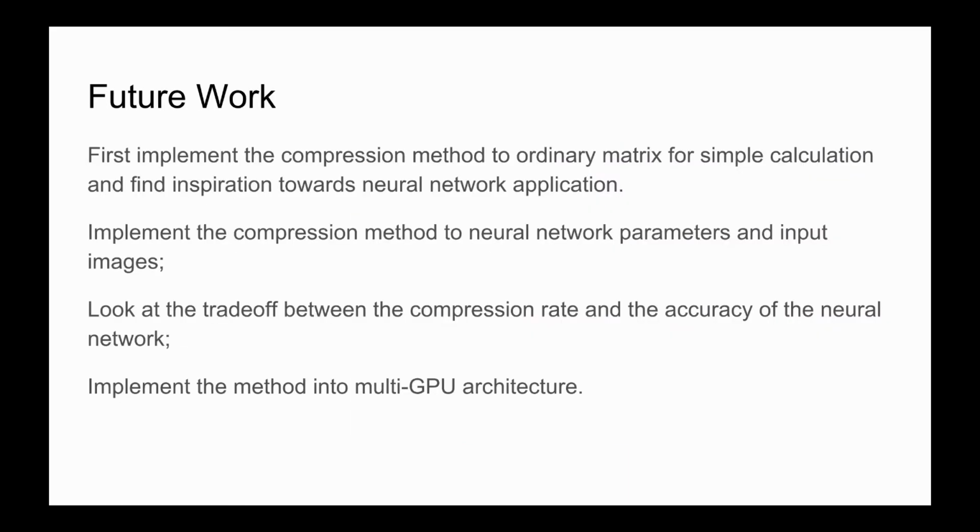For our future work, we will first implement the compression method on ordinary matrices for simple calculation and find inspiration towards neural network application. Then we will implement the method on neural network parameters and input images. After that, we will look at the trade-off between the compression rate and the accuracy of the neural network. Finally, we want to implement the method in a multi-GPU architecture and get better performance.